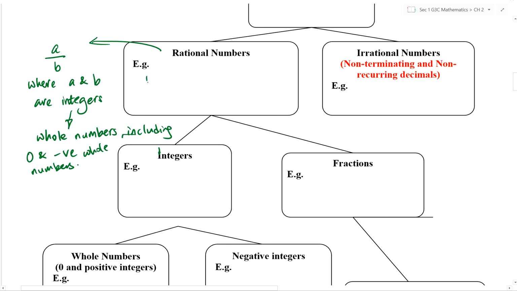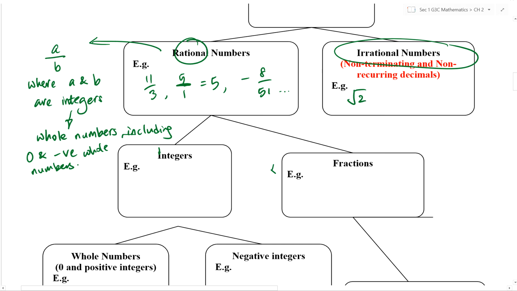For example, 11 over 3, 5 over 1, which is the same as 5. We've got negative 8 over 51, so on and so forth. These are some examples. There are some irrational numbers. So the opposite of rational will be irrational. Then the definition is simply that we cannot express these numbers as a fraction a over b, where a and b are integers. So let me give you some examples.